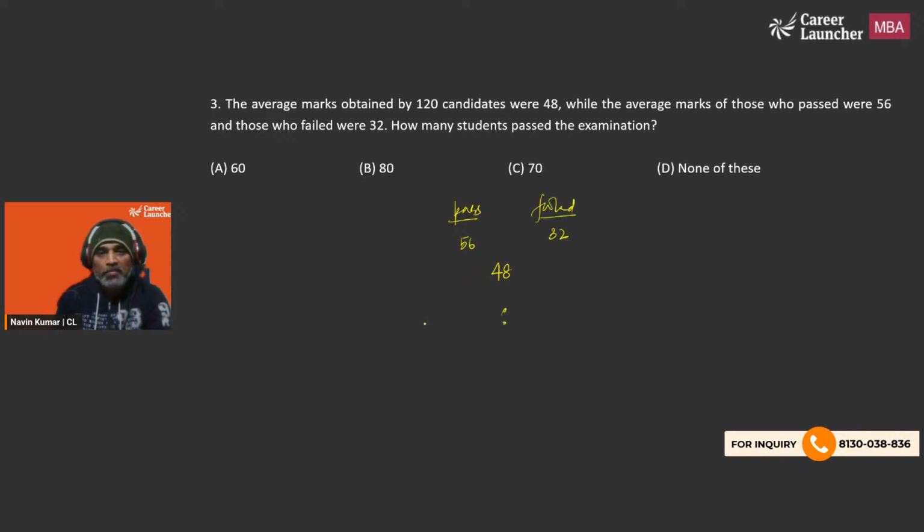So the ratio of the number of students who pass and fail can be calculated using alligation, which is a faster, simpler approach. So the difference between 56 and 48, which is going to be 8, is to be written below the failed students column. And the difference between 32 and 48 is going to be 16, which should be written below the 56 pass column. So basically, the number of students are supposed to be divided in the ratio 2 is to 1. So we need to divide 120 in the ratio 2 is to 1.